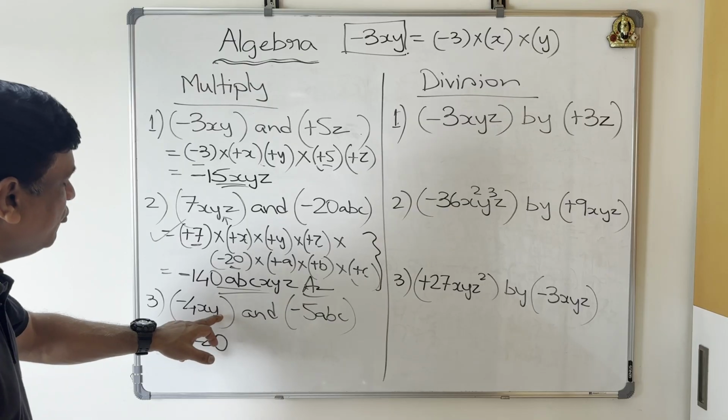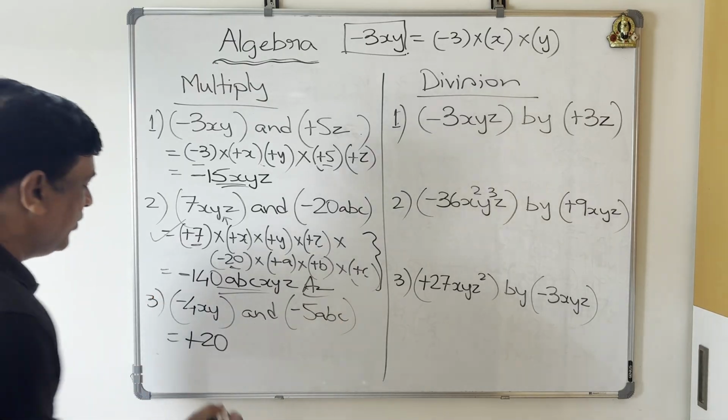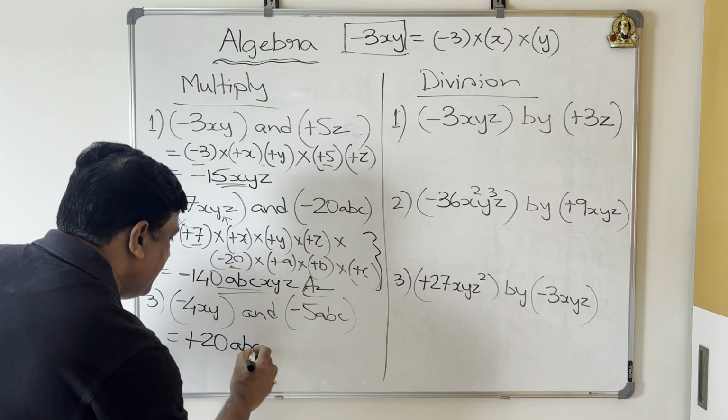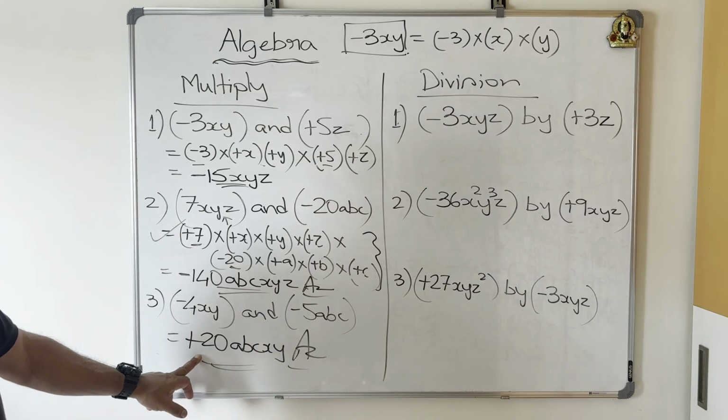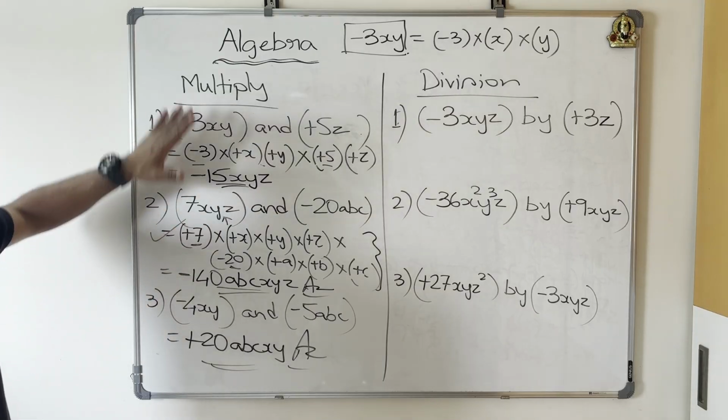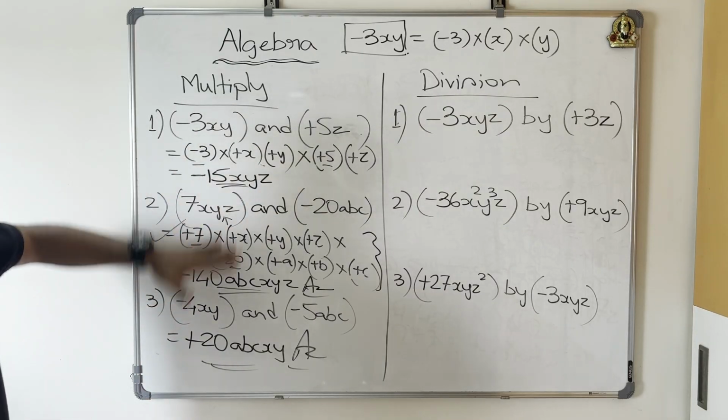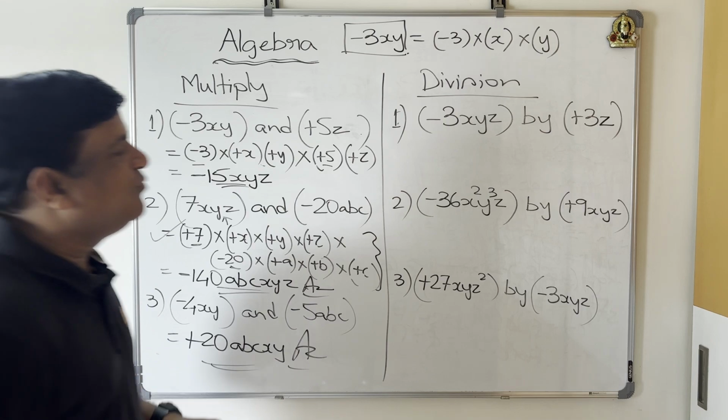And x into y into abc. So what are you left with? It is a, b, c, x, y. That's your answer. In one line you can solve it. I hope this is very clear. I'm doing it at a very basic level. Okay. Now let's move to the division.